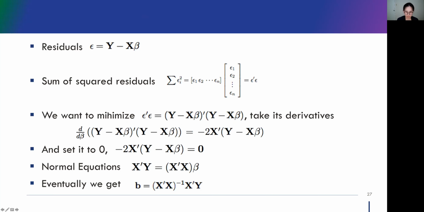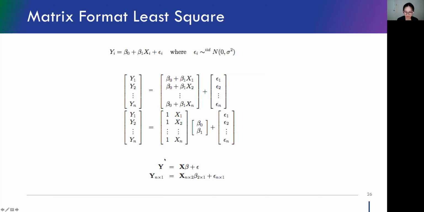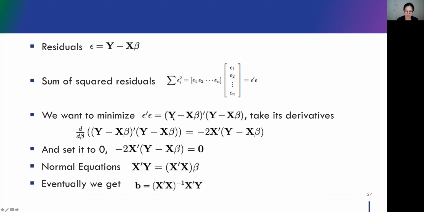Okay, so now we've got the main model here: y equals X beta plus epsilon. And remember, we are going to get the sum of squared residuals. So what does the residual look like in matrix format? It's simply y minus X beta, right? That's easy. And we take the sum of squared residuals like this.